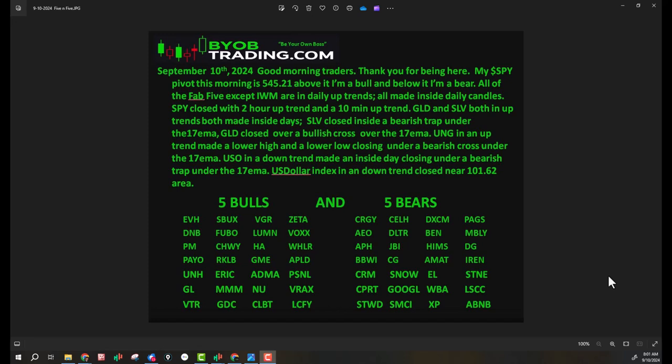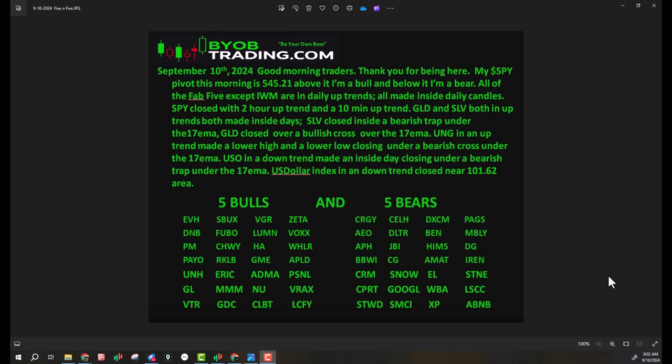SPY closed with a 2-hour uptrend and 10-minute uptrend. All right, so we got 10-minute uptrend going, 2-hour uptrend going. So all we need is a nice green erases red candle. All right, and then we have ourselves a nice entry on the 10-minute chart, as long as that 10-minute trend's still active. All right, and we get a nice green erases red.